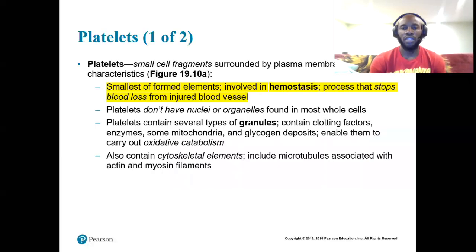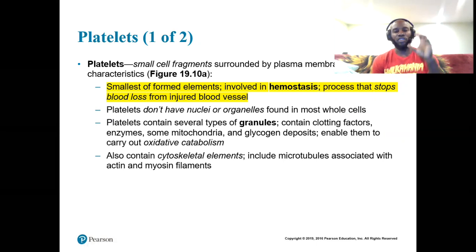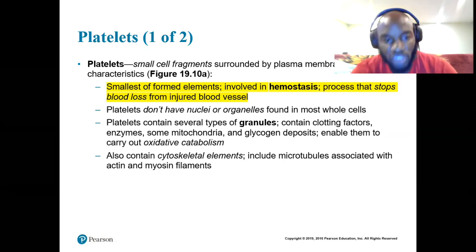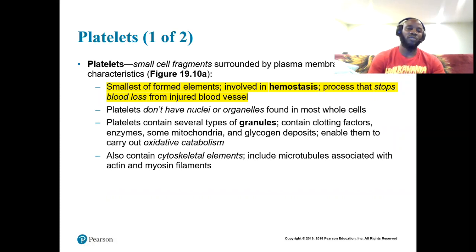Platelets. All right, so the general structure: platelets are small cell fragments, so they will generally be smaller than the red blood cells. So you have the bigger white blood cells, smaller red blood cells, and then the cell fragments, which are the platelets. They're small cell fragments surrounded by plasma membrane, right? These are the smallest of the formed elements. Between the white, the red, and the platelets, platelets are the smallest, so remember that.